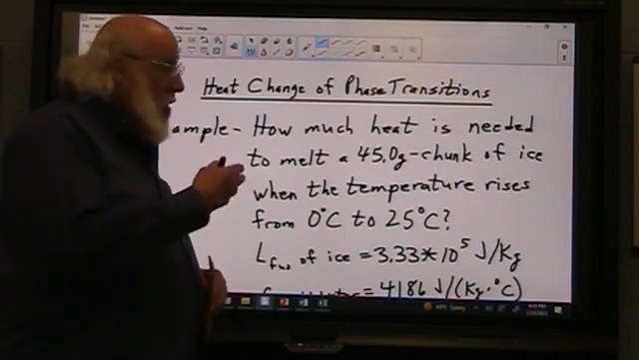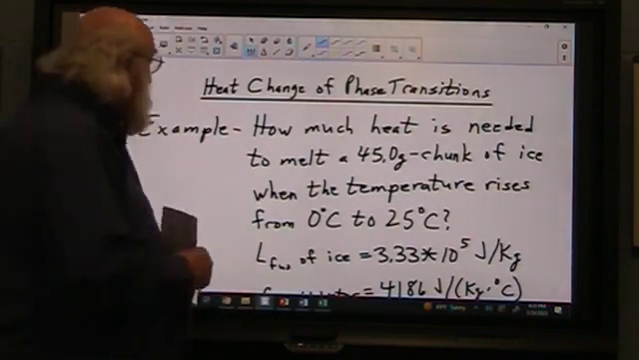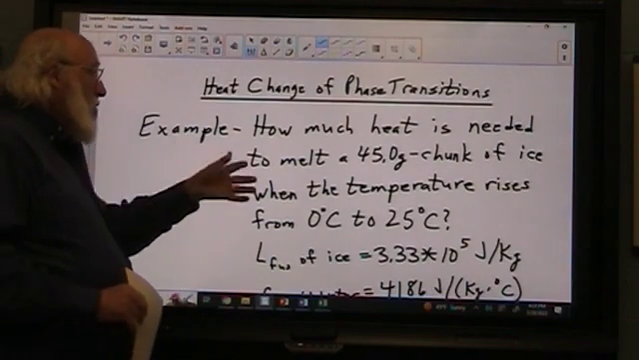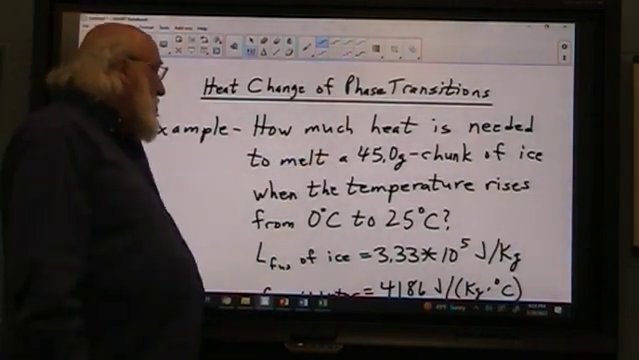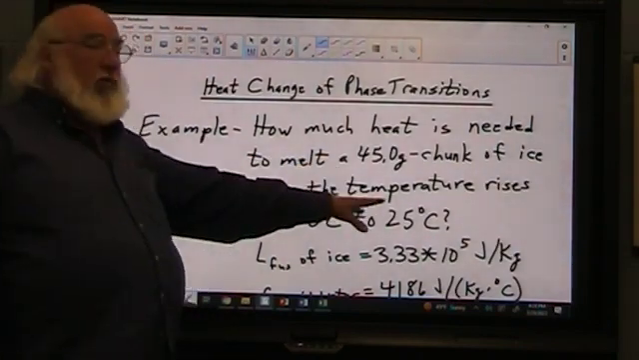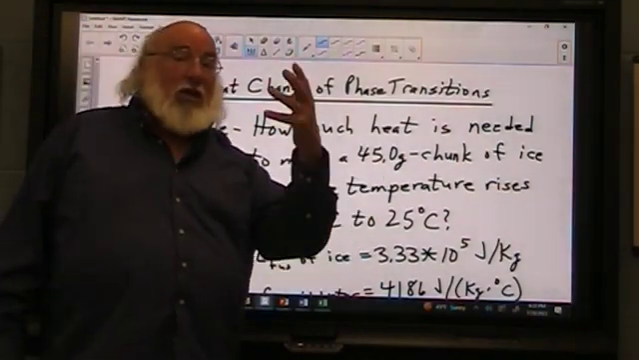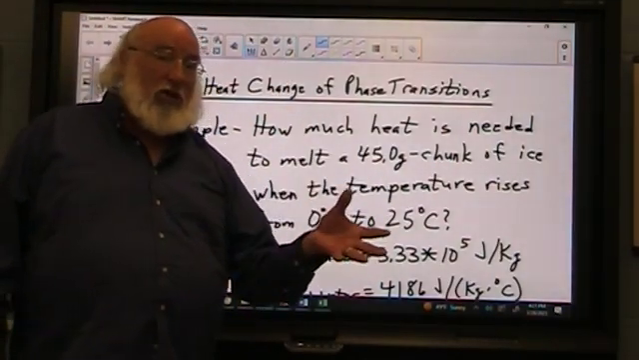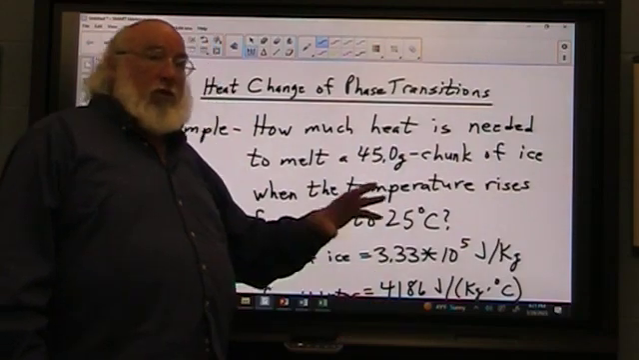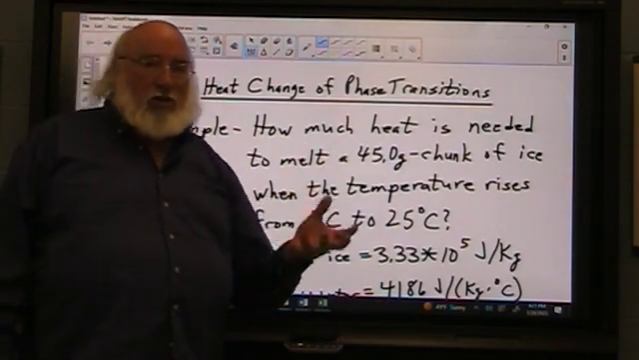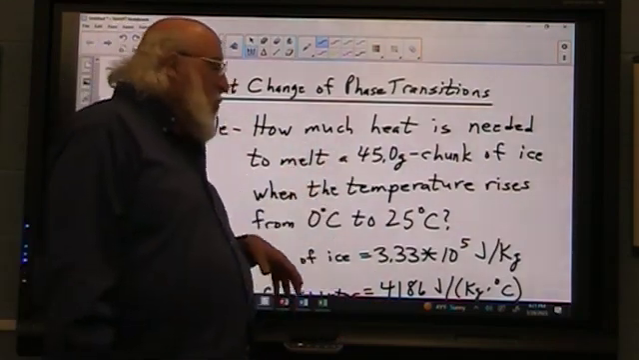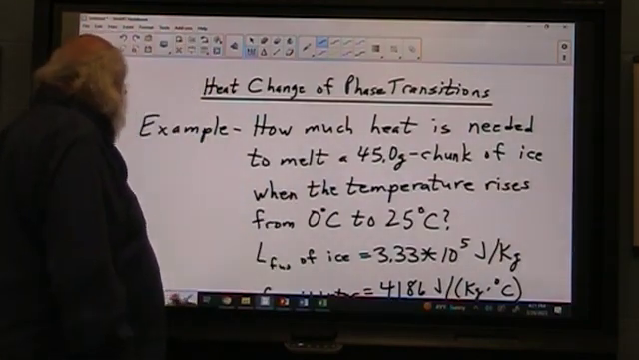Now, let's start with the first example to talk about how this is going to work. We want to know how much heat is needed to melt a 45-gram chunk of ice when the temperature rises from 0 to 25 degrees. Remember, ice is going to be ice at 0 degrees Celsius. It can be colder, but we're going to take it at the point where it's starting to melt. And so we have to do 2 things when this occurs.